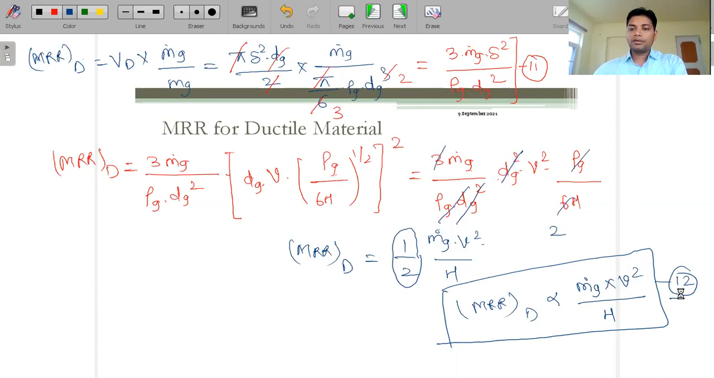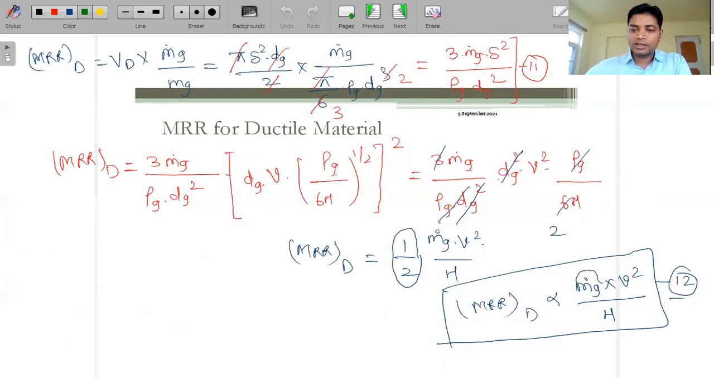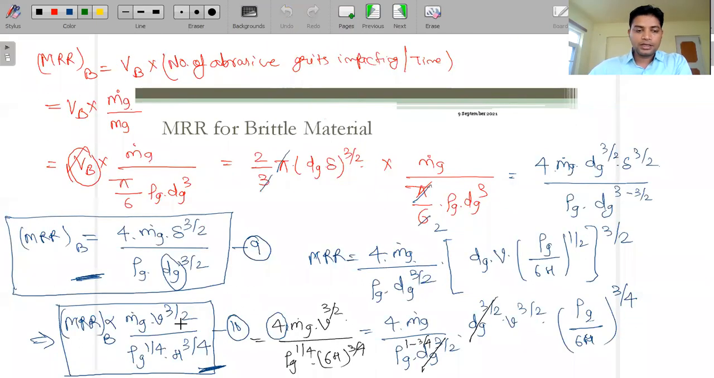Okay guys, please keep in mind these two formulas. Also keep in mind that if you look at the equation for the ductile material, it depends on three things: m dot g, that is mass flow rate, velocity, and the hardness, or strength we can say. For the brittle material, the mass flow rate, velocity, and h are the same as for the ductile, but this one is different. This rho g: during the brittle material, the material removal rate does not depend on rho g, but in case of the ductile material, it depends on rho g. Okay, guys, so it is four things for one and three things for the other.